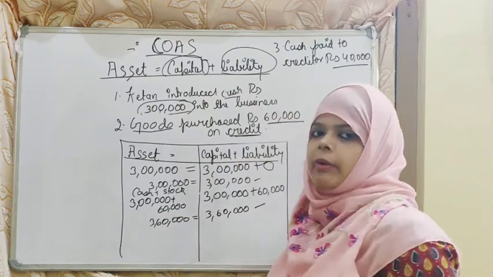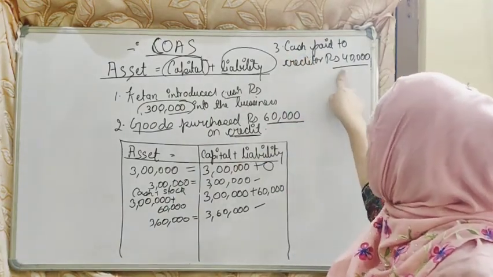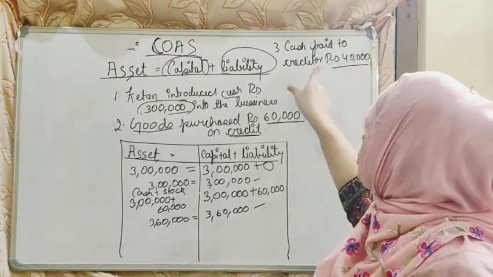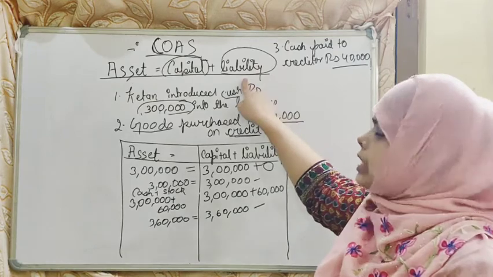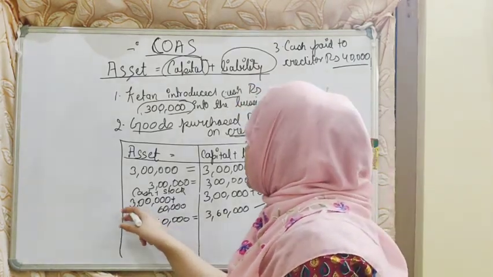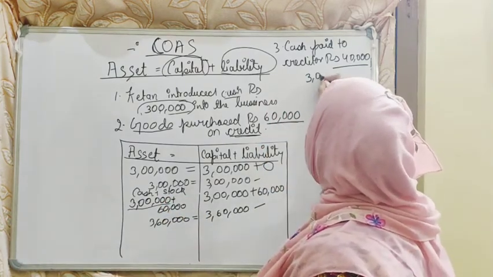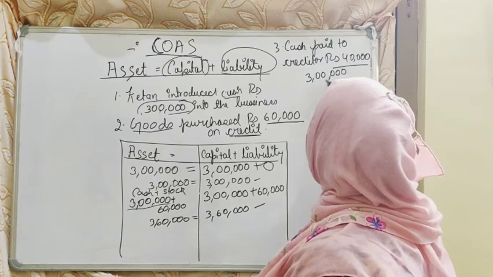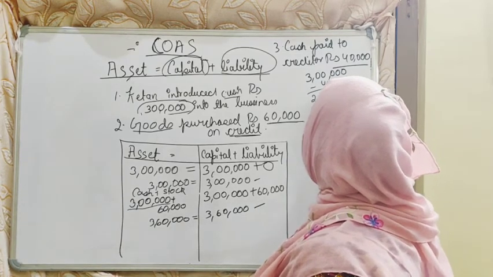So cash paid means it will affect the asset part, cash is paid. It will affect the asset part, and 40,000 to creditor, it will affect the liability part. Creditor means liability. So we are having an amount of rupees 3 lakhs as cash, minus 40,000. We will get 2,60,000.